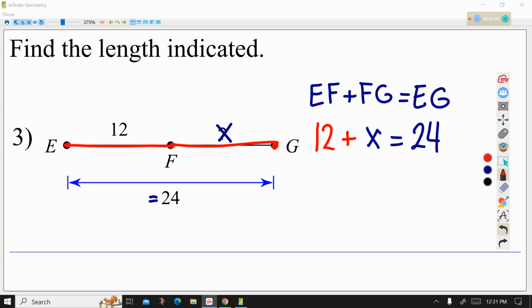So again, this is a one-step problem, and I want to get rid of this positive 12 that's over here. So to get rid of the positive 12, we'll subtract 12 from the left-hand side of the equation and subtract 12 from the right-hand side of the equation. This leaves us with x equal to 12. So again, we go label the picture and think about it and make sure this makes sense. Yeah, 12 plus 12 is 24, so we're thinking correctly.